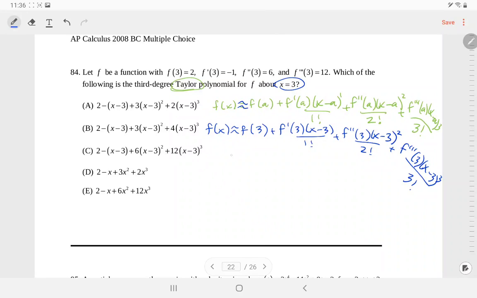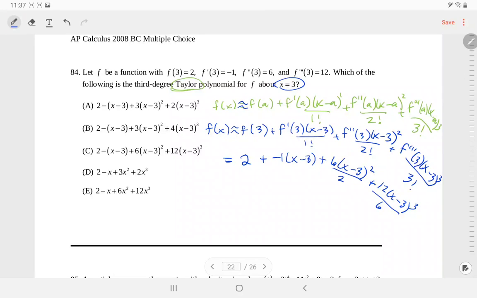Okay. And what's that? F of 3? F of 3 is 2. Let's not make that look like a negative. Okay, let's erase. Okay, f prime of 3 is negative 1. So that's negative 1, x minus 3 over 1 factorial. 1 factorial is 1. F double prime of 3 is 6. X minus 3 to the second over 2, plus the third derivative is 12. X minus 3 to the third over 6.